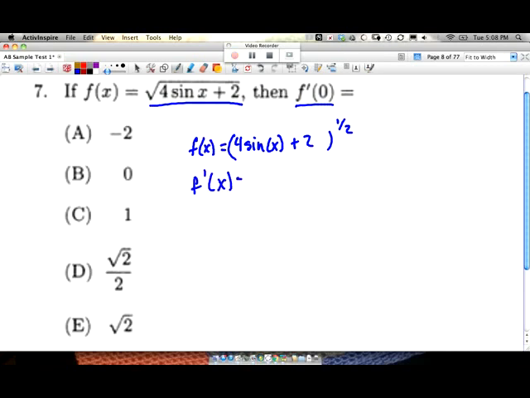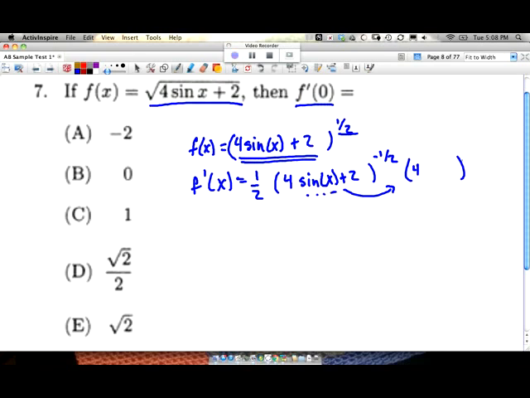F prime then, in this case, is going to be a chain rule. Well, let's start with the outside, then get to the inside. So first the outside, that's going to be a 1/2 out front, drops, and then subtract 1 from the power, we got negative 1/2. Now for the other two parts, we'll have 4 sine of x plus 2. Then we got to take the derivative of that inside piece. Well, the derivative of the plus 2 part, that goes to 0. This 4 is a constant, so that's going to tag along. The derivative of sine of x is cosine of x. There we go. So that's our business.